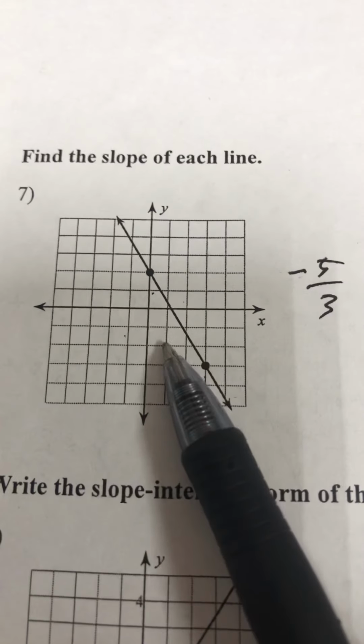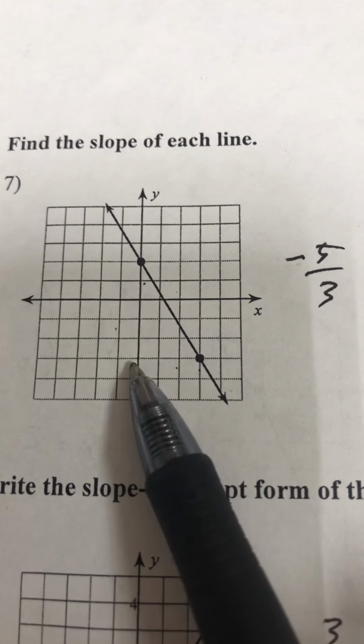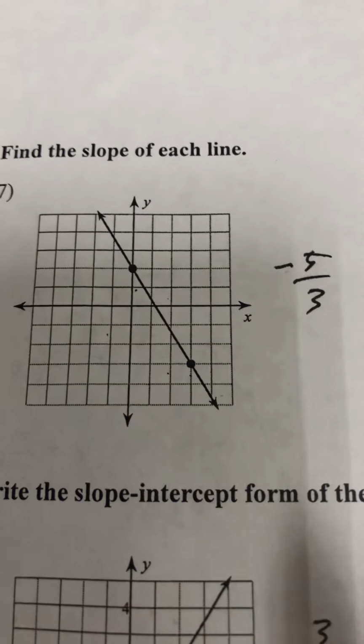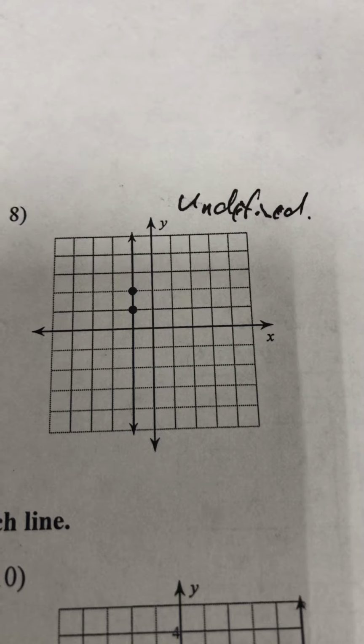For number 7, now we're finding the slope. From this point to this point, I went down 5 over 3, so my slope is -5 over 3. And number 8, this is a vertical line. As I said earlier, that means it's undefined.